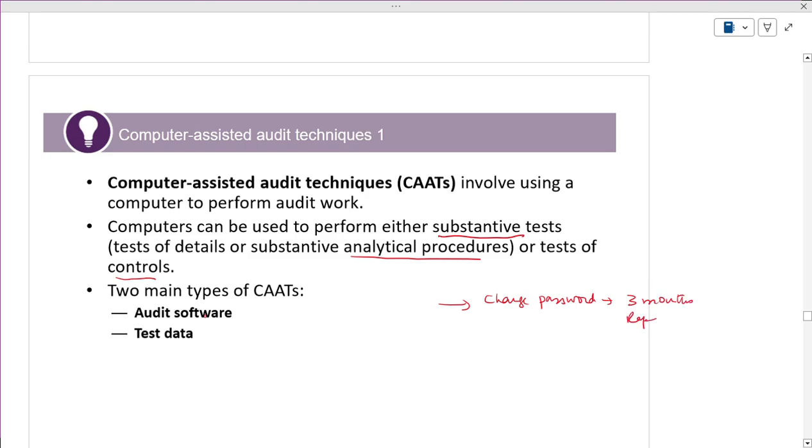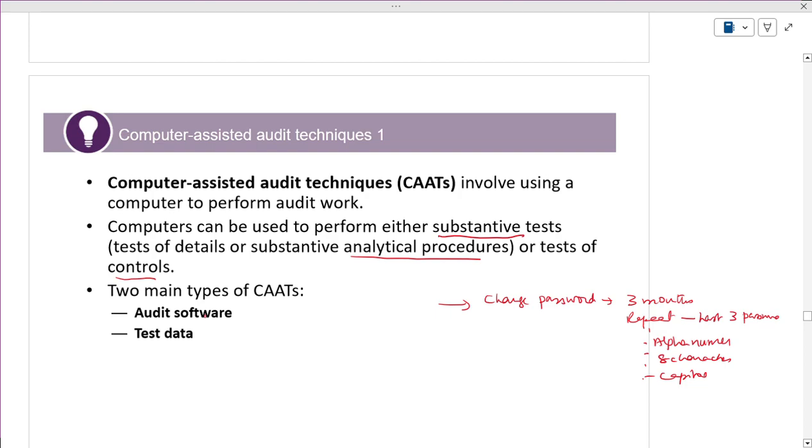We should not repeat the password. They will say these are controls. They say that the last 3 passwords we have used, we should not repeat. Likewise, there will be so many conditions. It should be alphanumeric. It should be a minimum of 8 characters. The first character should be a capital letter. Likewise, they will put in the conditions.